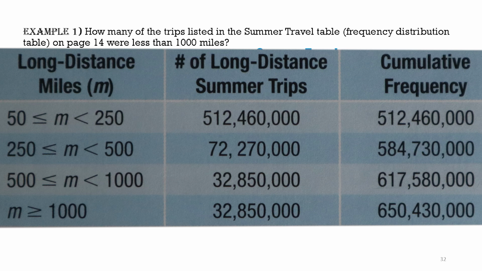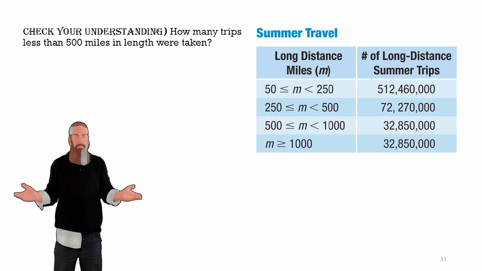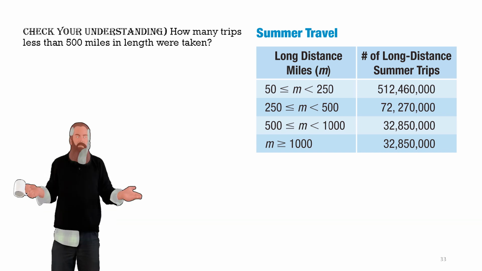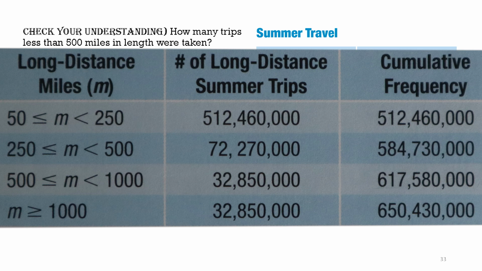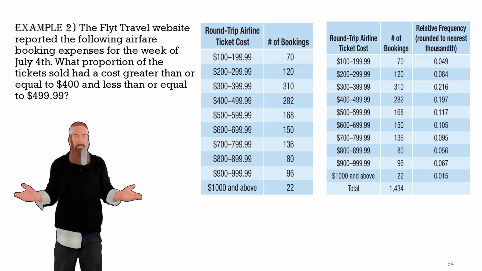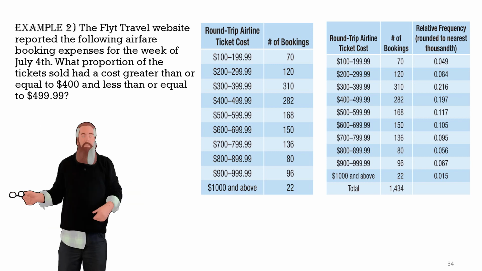The number of trips less than 1,000 is the sum of the frequencies of the first 3 rows. This is the cumulative frequency for the interval 500 ≤ m < 1,000. There were 617,580,000 summer trips taken that are greater than or equal to 50 miles and less than 1,000 miles in length. Let's check your understanding and see how many trips were less than 500 miles. We can see that it is 584,730,000.